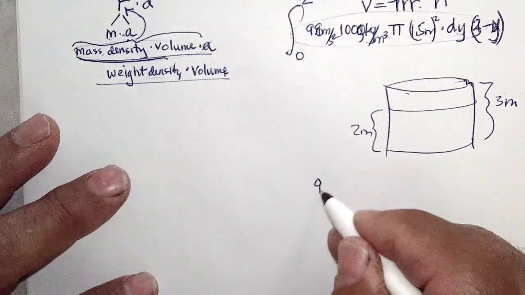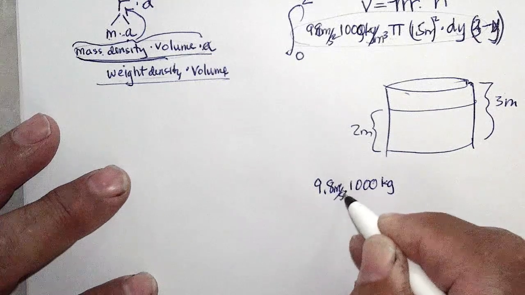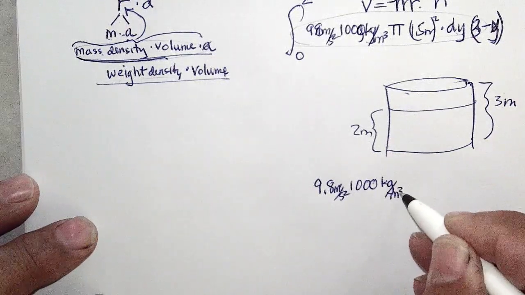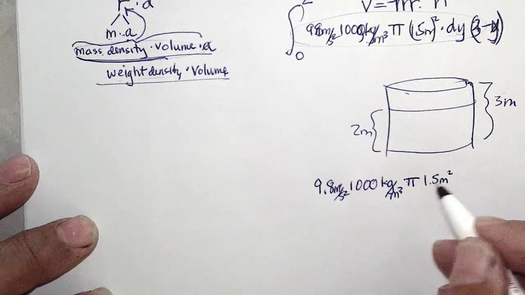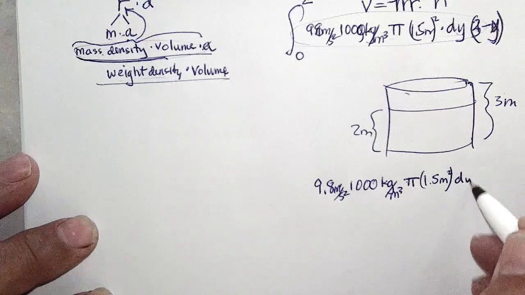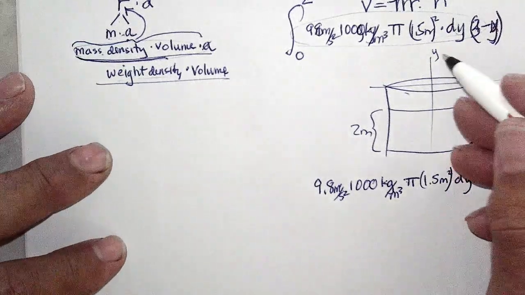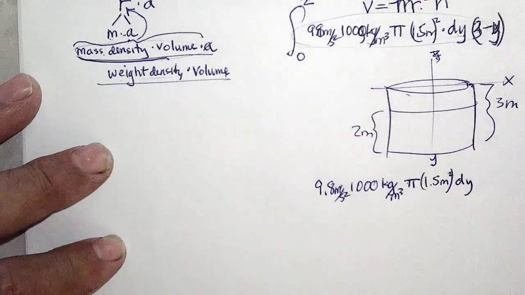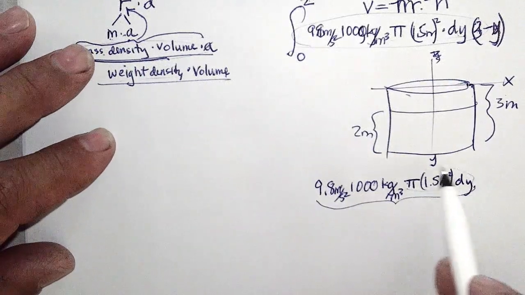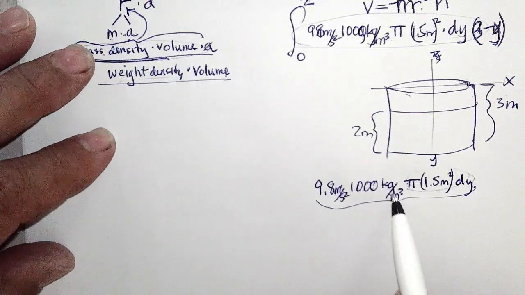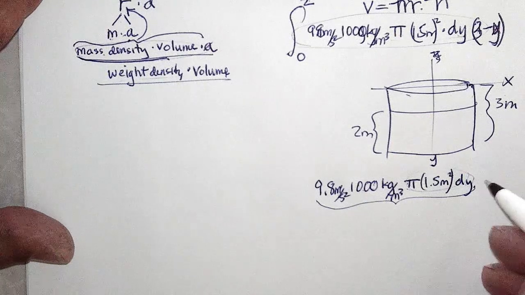So now it's going to be 9.8 meters per second squared, times 1,000 kilograms per meter cubed, times the volume, which is pi 1.5 meters squared, times the height, which is dy. I'm putting the same coordinate system, but at the top of the tank. So y is still here. I'll put y at the bottom, positive y down here, x is here. And this is the weight of the disk: the volume of the disk times the mass density gives you the mass, times 9.8 gives you the weight, the force that you have to lift it some distance.